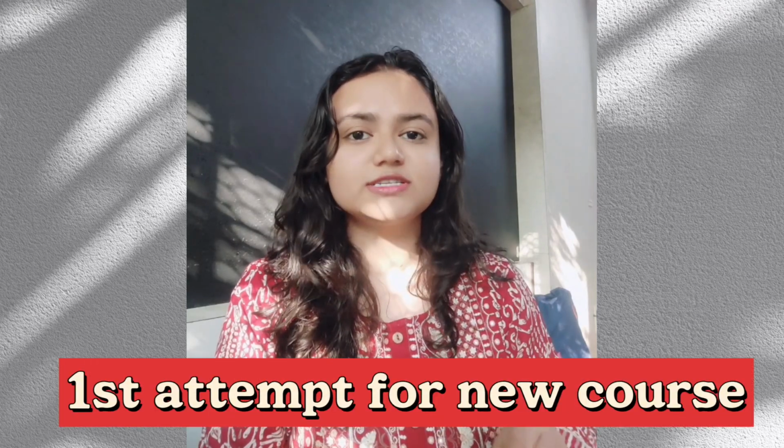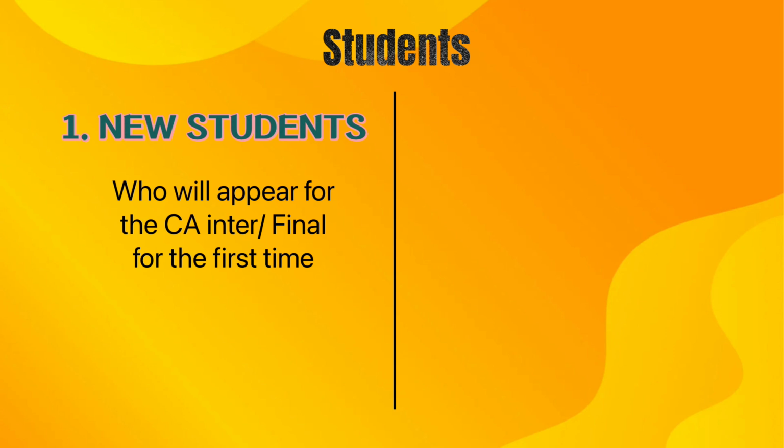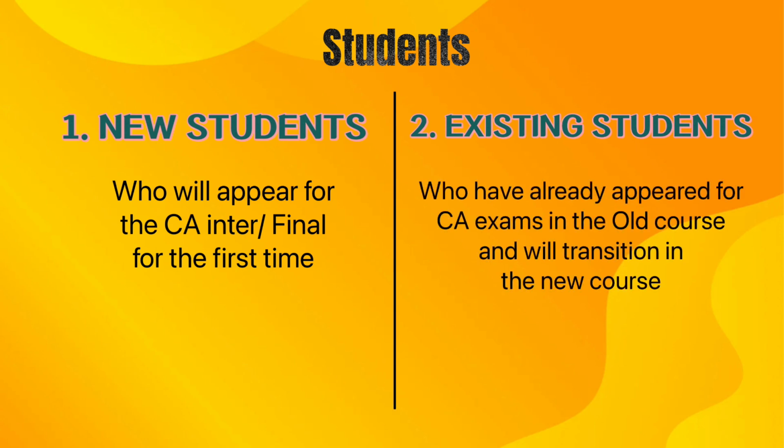So the May 2024 attempt is going to be the first attempt for the new course. There will be some difficulties, especially for the existing students. So let's divide the students into two categories. The first category is the new students who are going to appear for either Inter or Final for the first time in the new course. And the second category will be the existing students. Existing students are those who have already given CA Inter or CA Final in the old course but will now be transitioned into the new course.